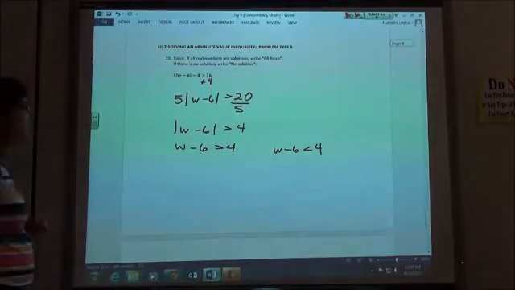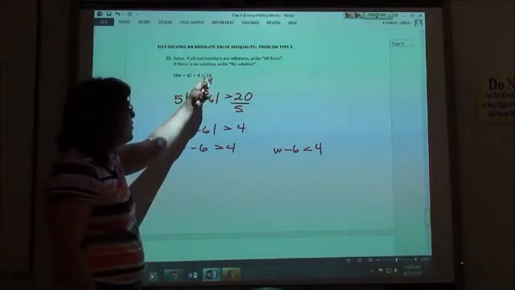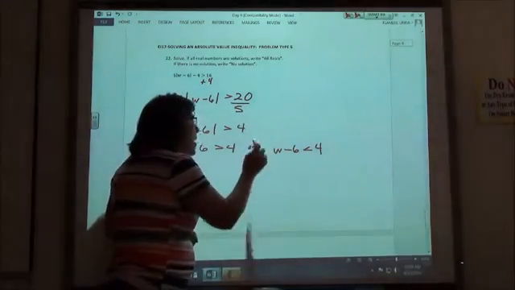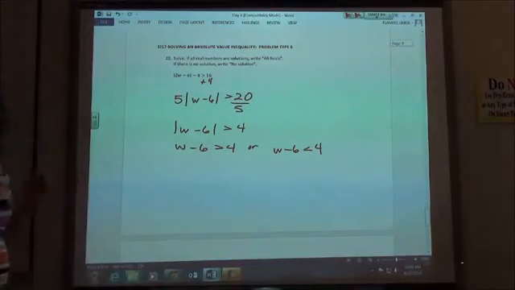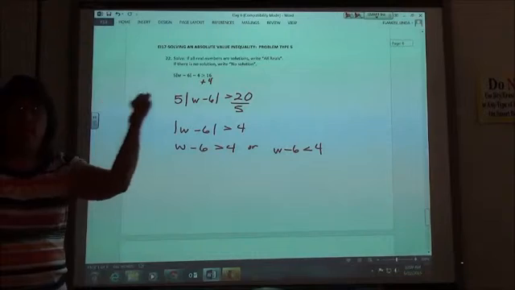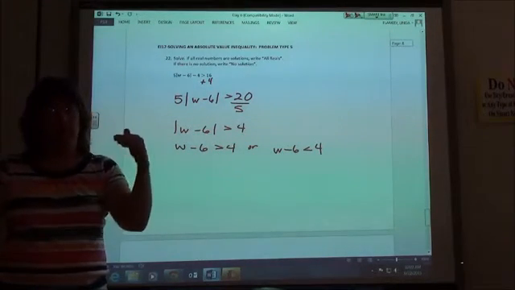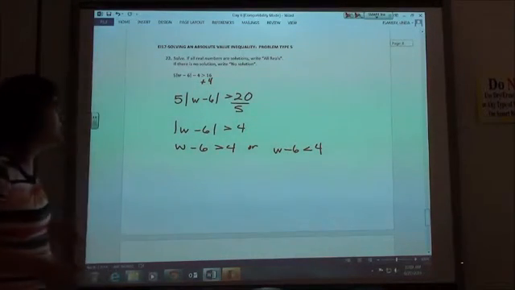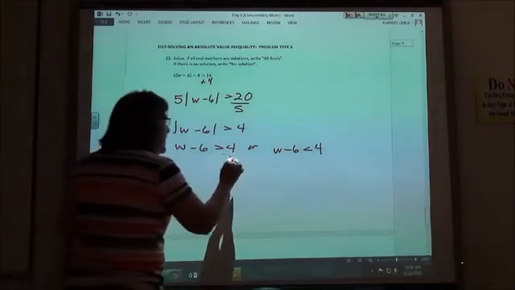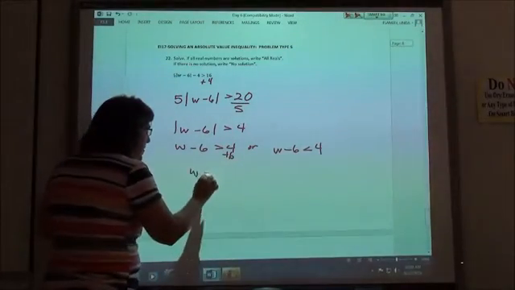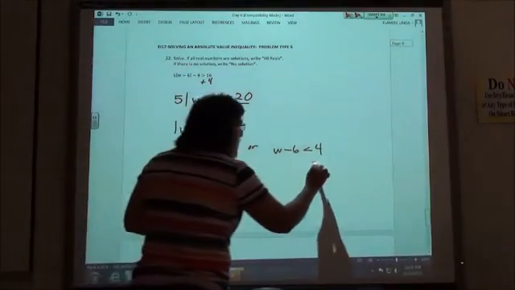So if I'm going to solve this one, since this is a greater than, it's an OR problem. If it's a less than, it would be an AND. OR means I'm farther than that many spaces from the middle. AND means I'm between the two numbers. So I'm going to solve this and add my 6. W is greater than 10.